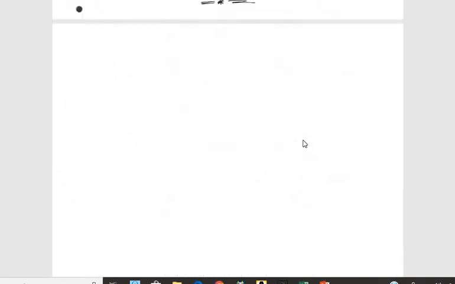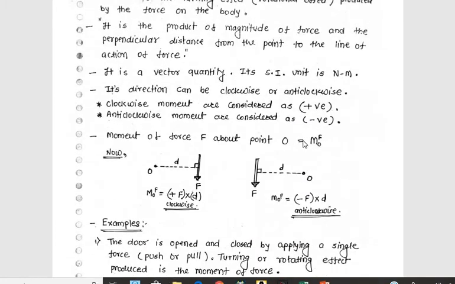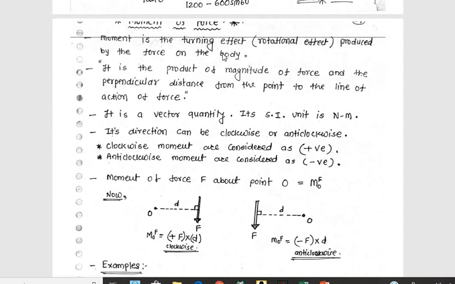We are going to discuss the concept of moment. What is meant by moment of force? Moment is defined as the turning effect, or it is also called a rotational effect, produced by the force on the body. It is the product of the magnitude of force and the perpendicular distance from the point to the line of action of force. So simply, if anyone asks you what is moment, you simply say that moment is nothing but force into perpendicular distance.